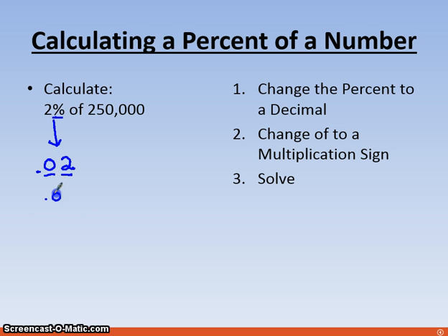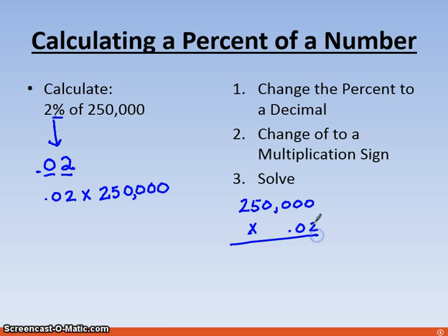So we have 0.02. Second step, we know that of means to multiply 250,000. So we write 250,000 times 0.02. 2 times 0 is 0, 2 times 0 is 0, 2 times 0 is 0, 2 times 0 is 0. 2 times 5 is 10, 2 times 2 is 4, and 1 more makes 5.